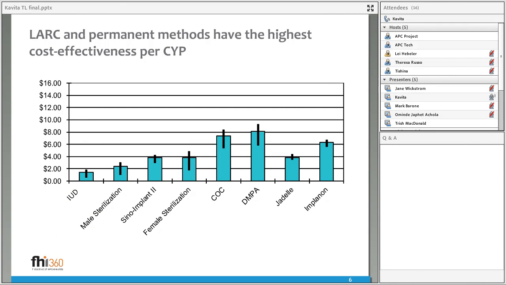Female and male sterilization are very, very cost effective. When you look at the cost effectiveness for a couple of years of protection, they compare very favorably to long-acting methods and are much more cost effective than short-acting methods such as COCs and DMPA.